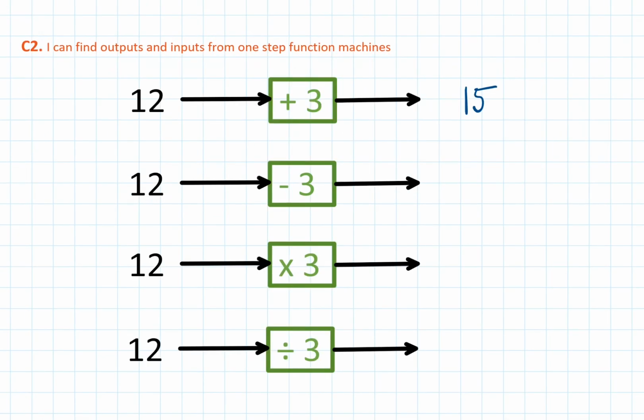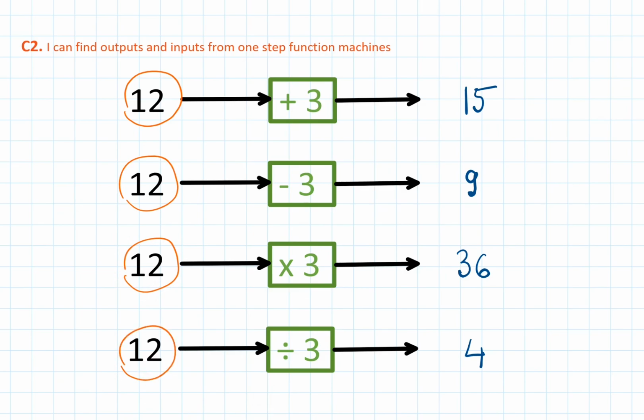Here are a few more function machines. For example, the second one is 12 take away 3, which will be 9. The third one is 12 multiplied by 3, which is 36. And lastly, 12 divided by 3, which is 4. We can see that even though our input is the same in each case, it is 12, because the function is different each time, the output will be different as well.